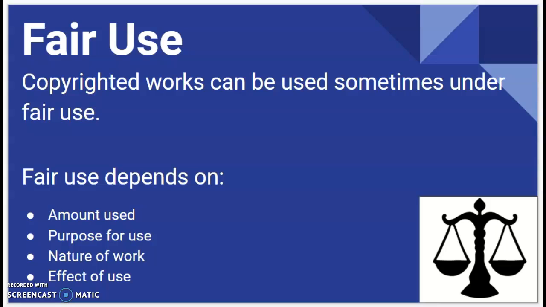Purpose means what the work is being used for. Are you using the work for commercial or non-profit purposes? That means, are you using the work to earn money or not?